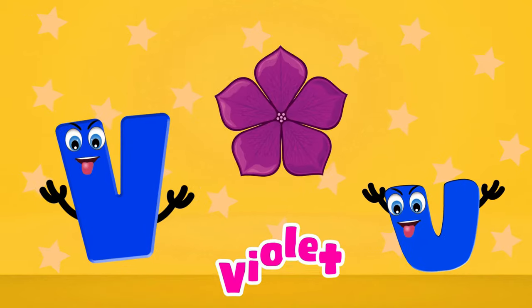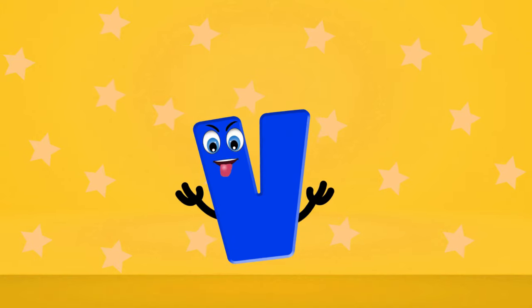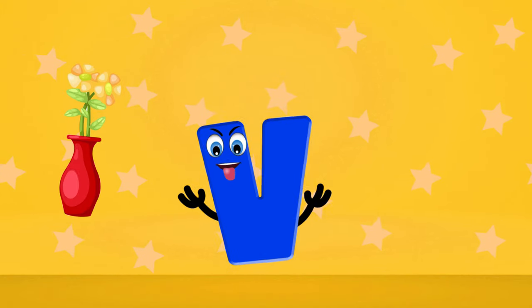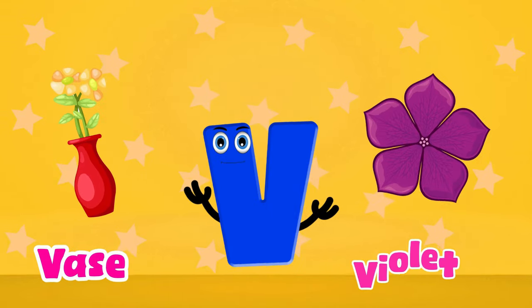V is for violet, v, v, violet. V is for v, v, v, v, vase. V is for v, v, v, v, violet.